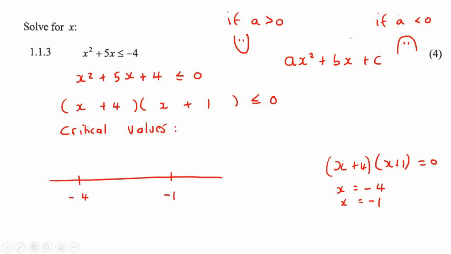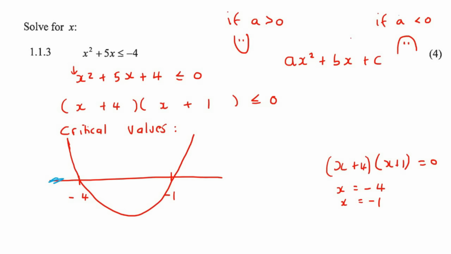Okay, so if we look at this parabola here, we know that that parabola there is a positive one. Why? Because look at the a in the front. It's a number 1, so that would be a positive number. So what I do is I just draw a happy parabola going through those two numbers.